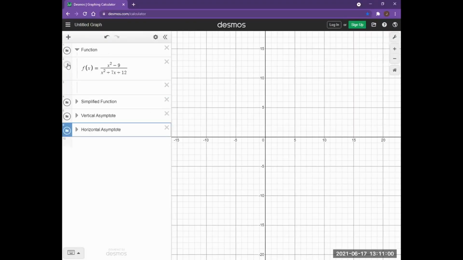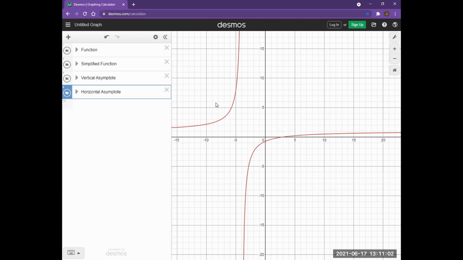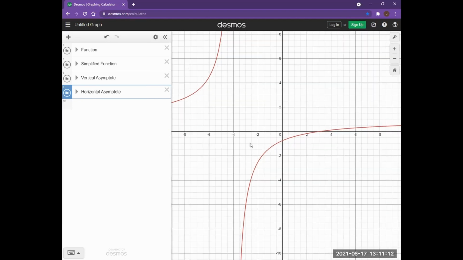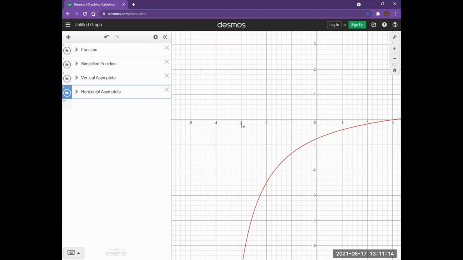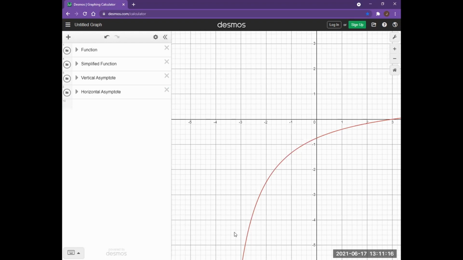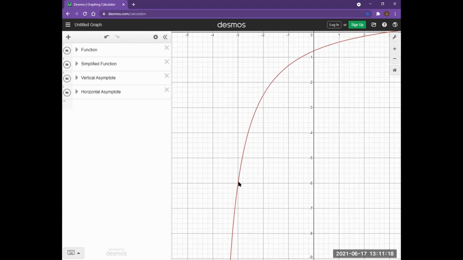So here's the function that we're talking about. Okay, and we just discovered that there is a hole in the graph whenever x is -3. Let me zoom in a little bit. There's -3. Scroll down. Yep, there it is, right? It says undefined, and you can literally see there's an open circle there. It's a hole in the graph.